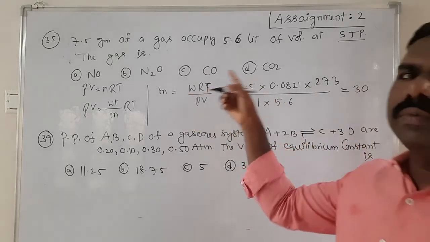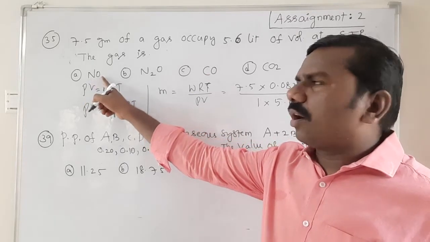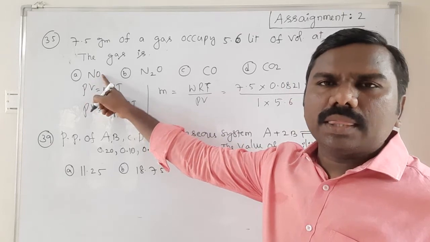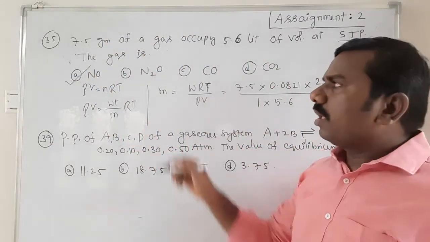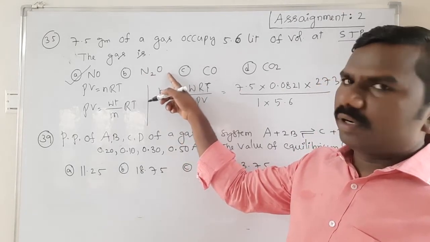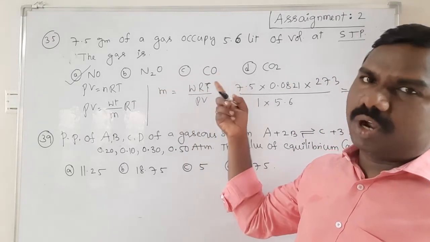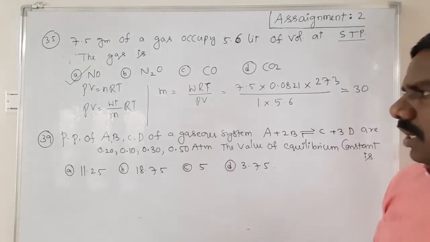The mass 30 belongs to which option? Nitrogen 14 grams, oxygen 16. 14 plus 16, totally 30. 30 matches the first option. 2 14s are 28 plus 16, not matched. 12 plus 16 is 28, not matched. So that's why option A is correct, students.